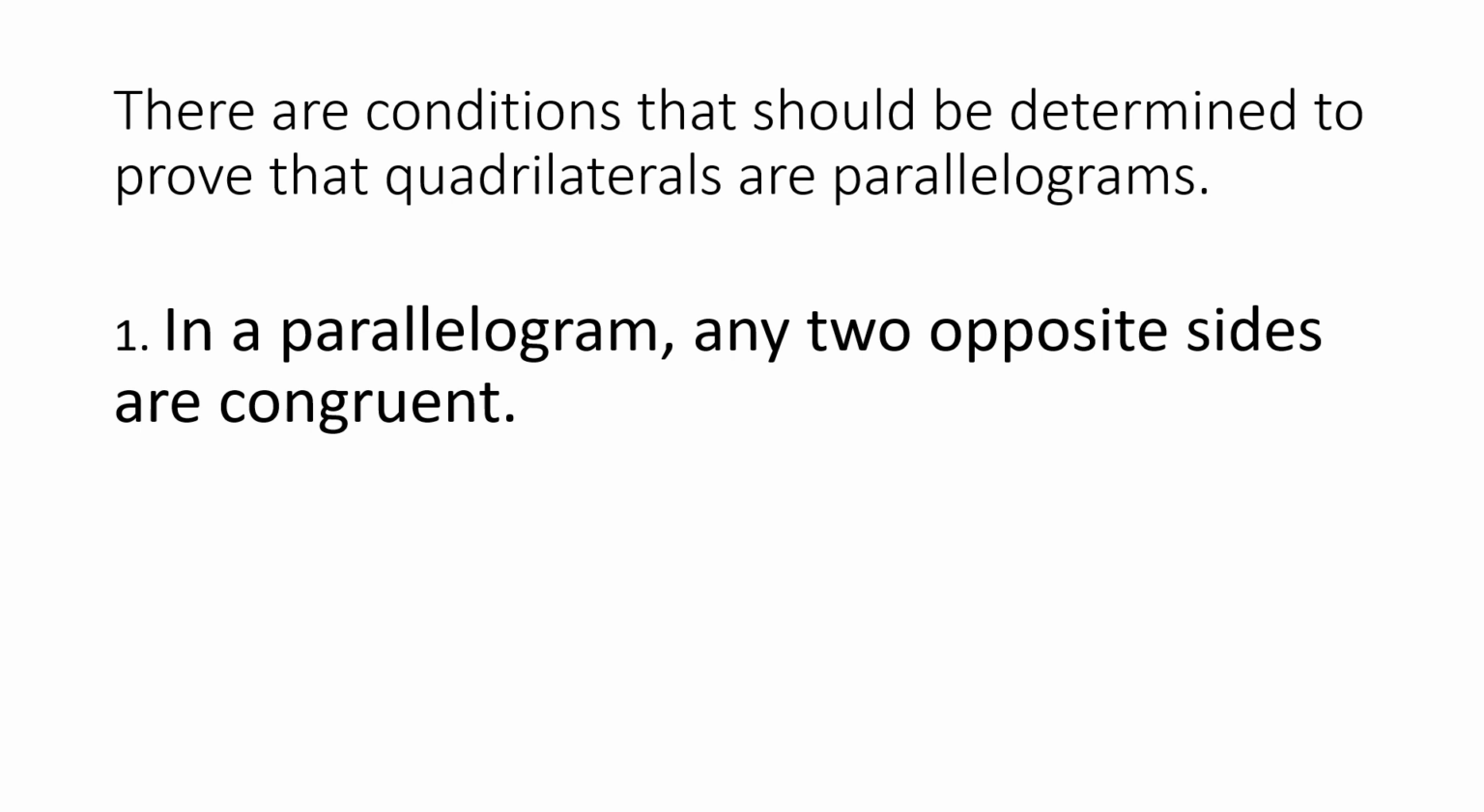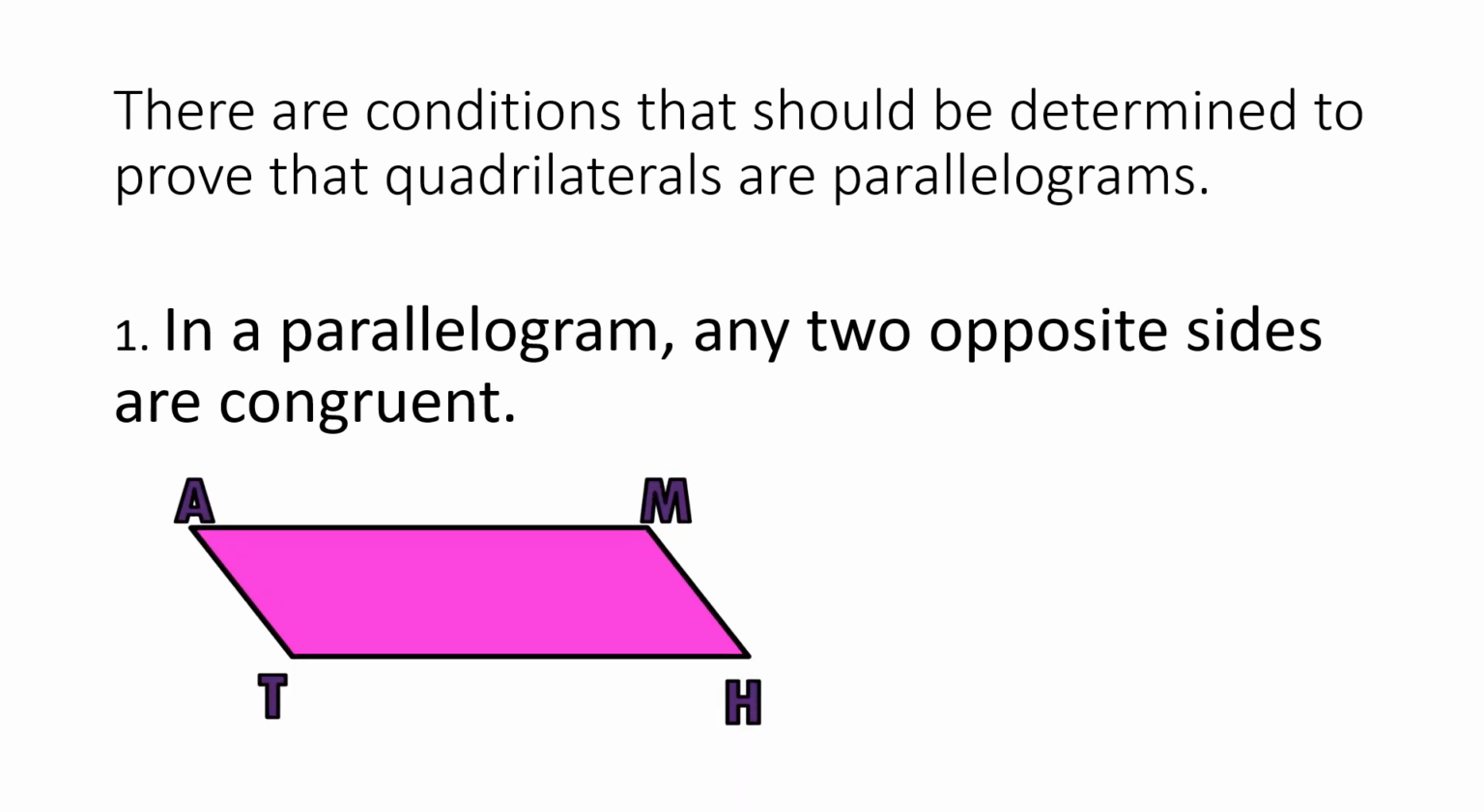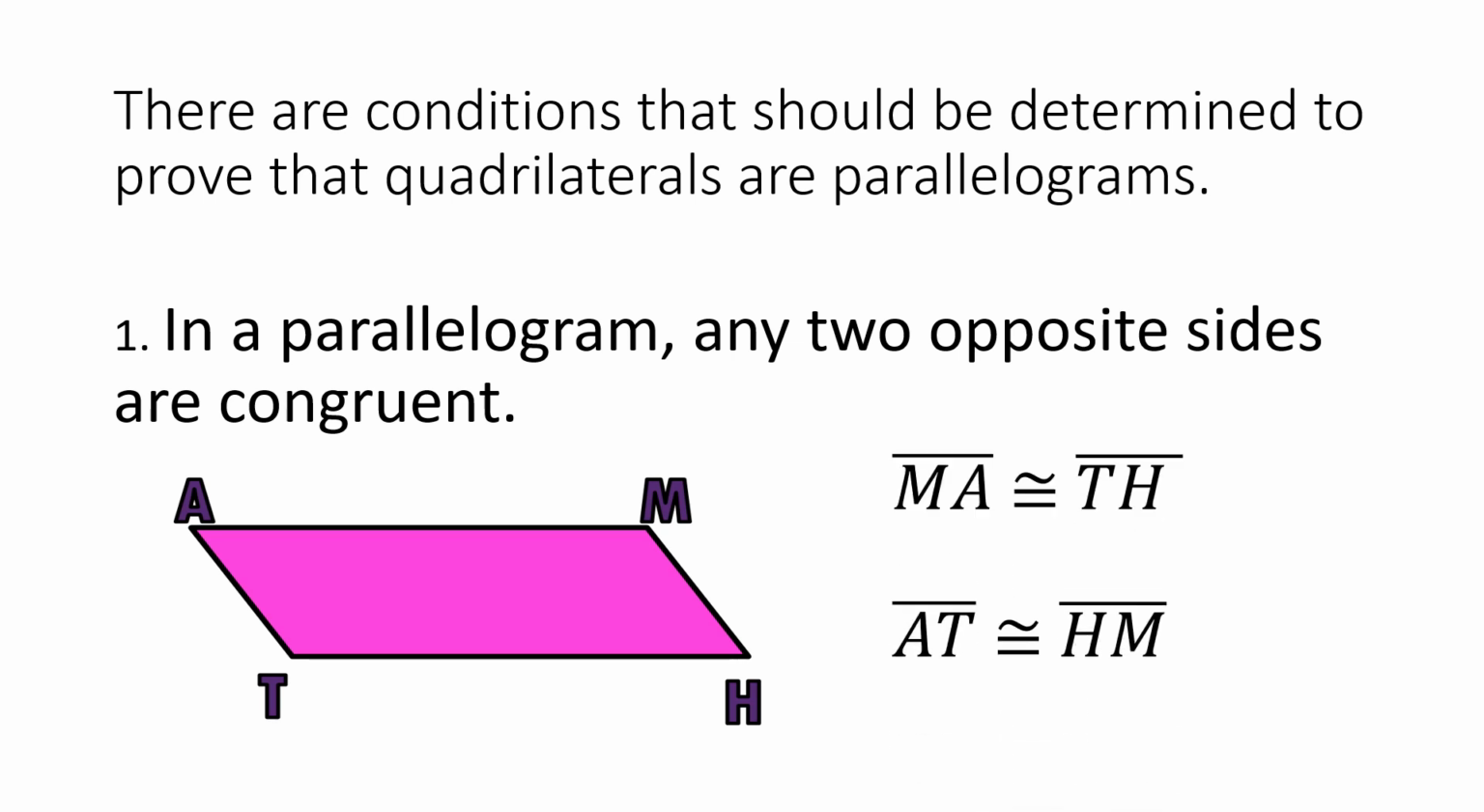There are conditions that should be determined to prove that quadrilaterals are parallelograms. Number 1. In a parallelogram, any 2 opposite sides are congruent. In the figure, MATH is a parallelogram. MA and TH are opposite sides, as well as AT and HM. So therefore, segment MA is congruent to segment TH. Segment AT is congruent to segment HM.